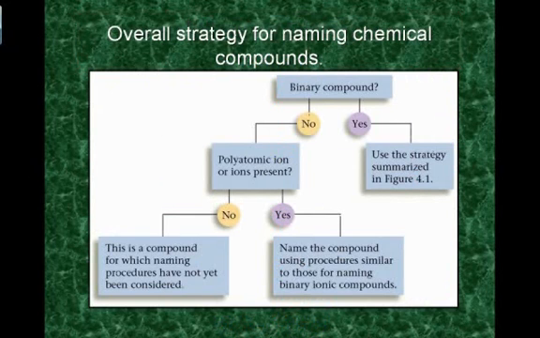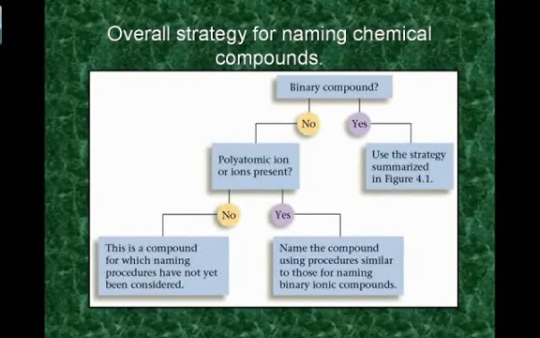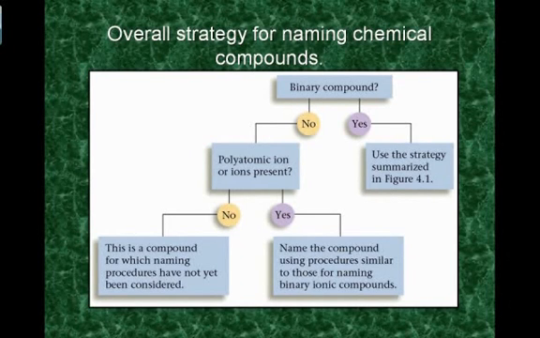Now, overall strategy for naming chemical compounds. I thought it was important that we combined everything in some kind of flowchart. If you have a binary compound that has 2 elements, you need to figure out where to go. So, is it a binary compound? Does it have 2 elements? If it does, yes, then you're going to go to a separate chart.